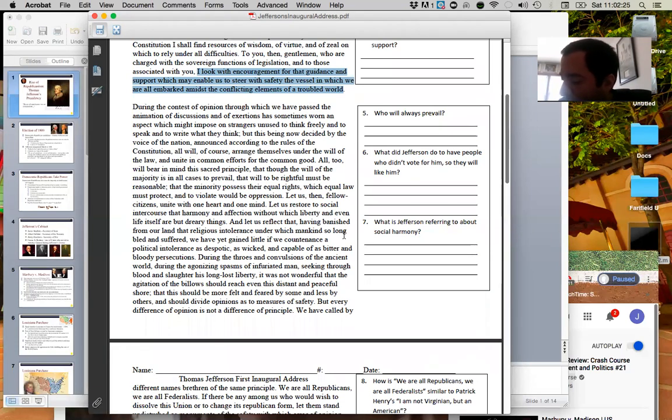Who will always prevail? Well, number 5. Let's take a look right here where he mentions this a little longer. You can highlight, underline again. All too will bear in mind the sacred principle that though the will of the majority is in all cases to prevail, that will to be rightful must be reasonable. All too will bear in mind the sacred principle that though the will of the majority in all cases will prevail, the will of the majority will always prevail.